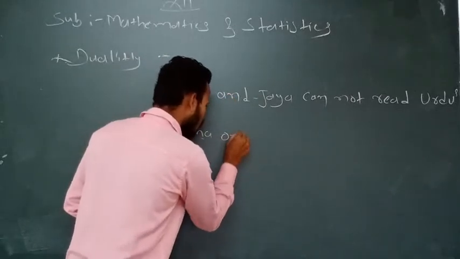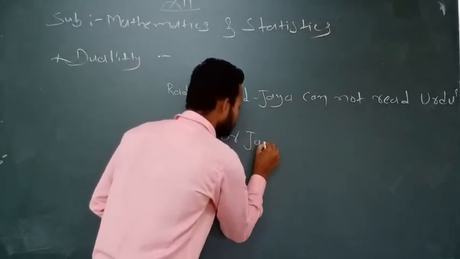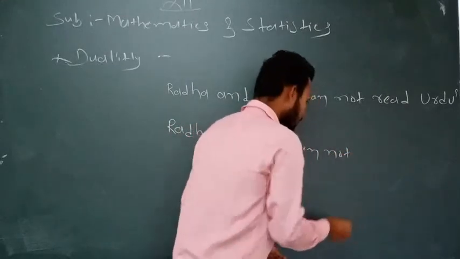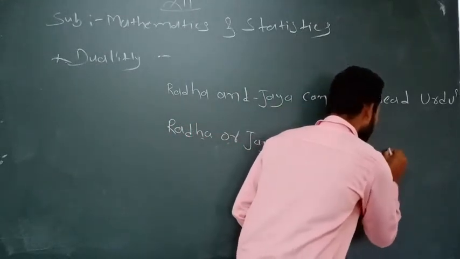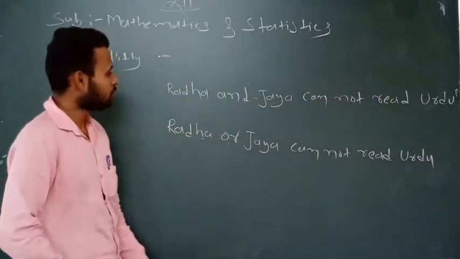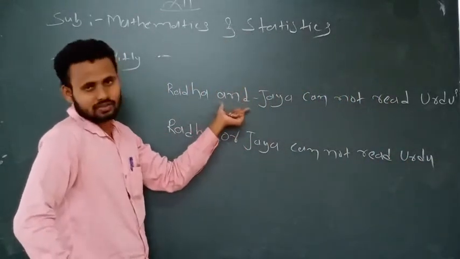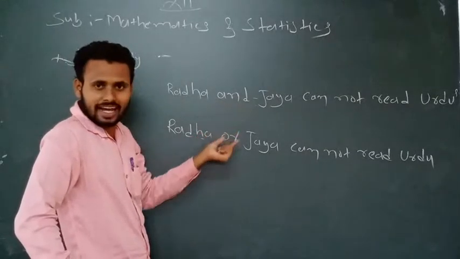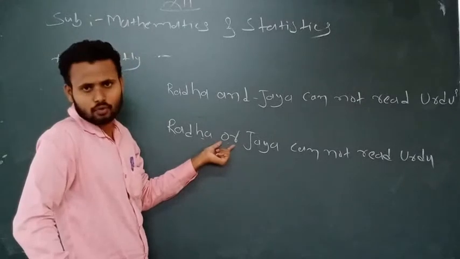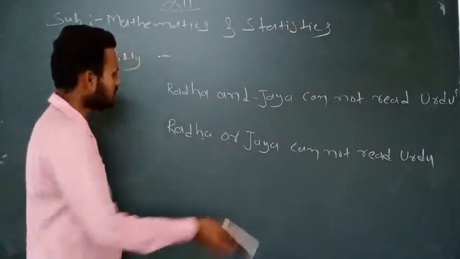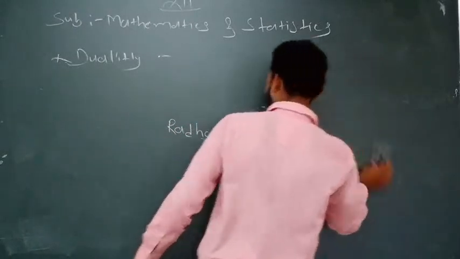Radha or Jaya cannot read Urdu, which is the required dual of that given statement. Why? Because in place of conjunction you replace disjunction. And means what? Conjunction. And or means what? Disjunction, which is the required dual of that given statement.